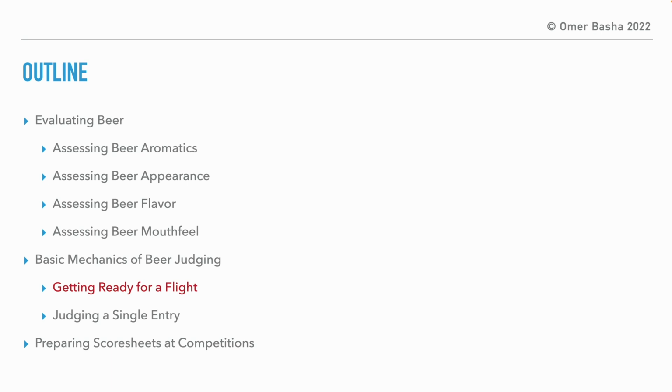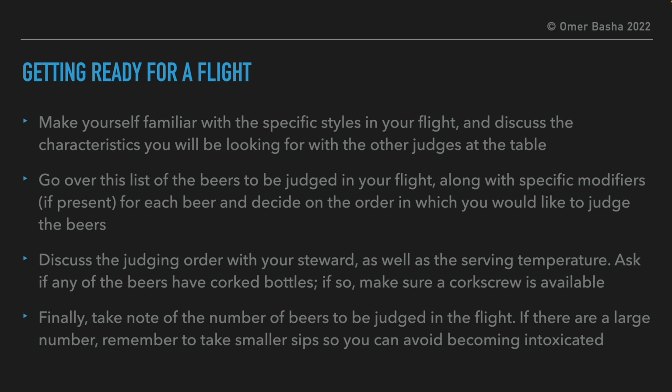Let's start by discussing how we should prepare to judge a flight of beers. In most competitions, judges are assigned to specific tables in advance. To prepare for a flight, go over the styles in the table and talk about their main components with the other judges at the table. When you arrive, go over the list of beers in the flight and decide on the order in which you want to evaluate the beers. Next, go over the order with the steward.